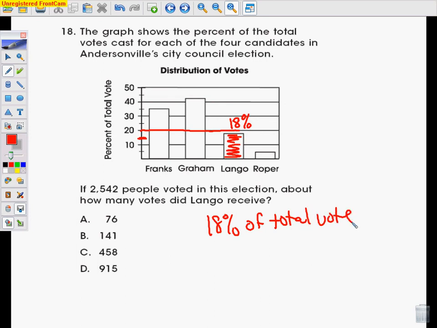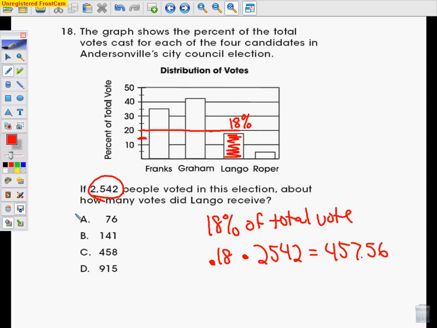Well, let's change this fragment into a mathematical expression. 18%, let's change that to a decimal. That'll be 0.18 of, usually means multiplication in mathematics, and the number of people that voted in the election was 2,542. So if we type that in our calculator, 0.18 times 2,542, we get a total of 457.56. So the answer should be close to that.